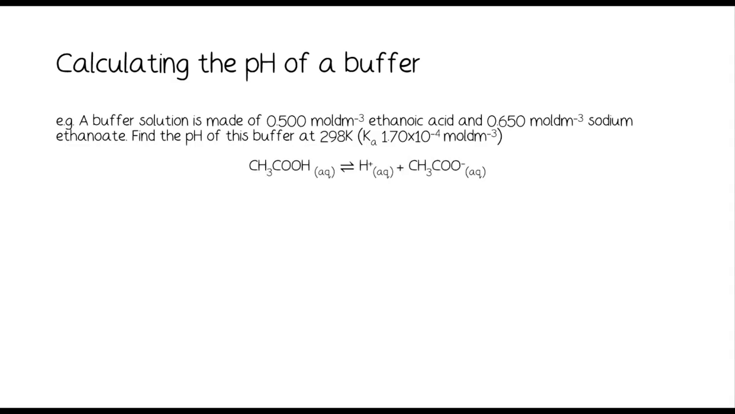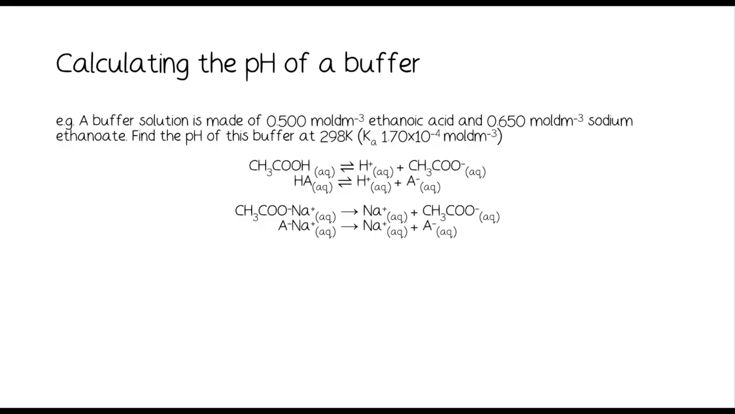So write out the equation for the dissociation of the acid, which is here, and here it is in terms of HA and A minuses. Write out the equation of the dissociation of the salt. Now remember, the salt fully dissociates. And to help picture this as well, I've written it in terms of A minus as well. You can see here that the A minus here corresponds to the A minus here. The salt fully dissociates into its A minus and A minus.